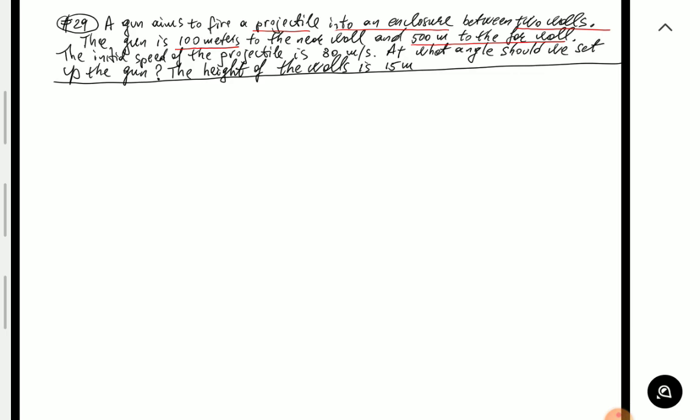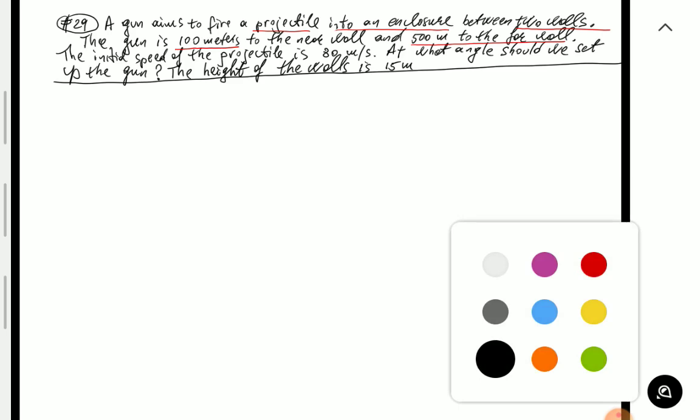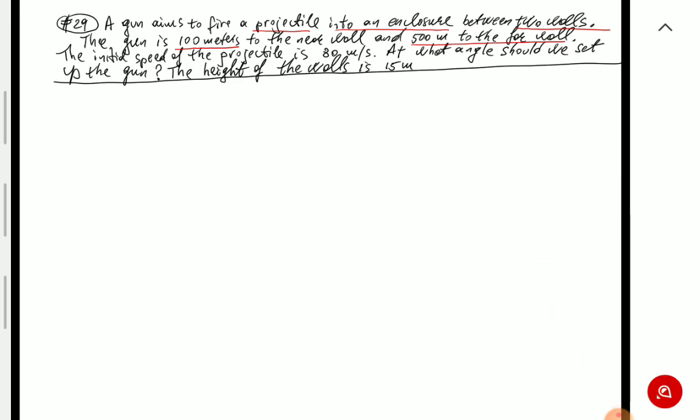Okay, so we have the dimensions of the enclosure essentially. We have the initial speed of the projectile. Keep in mind the initial speed of the projectile. The question is, at what angle should we set up the gun to raise the gun so that the projectile lands in the enclosure?